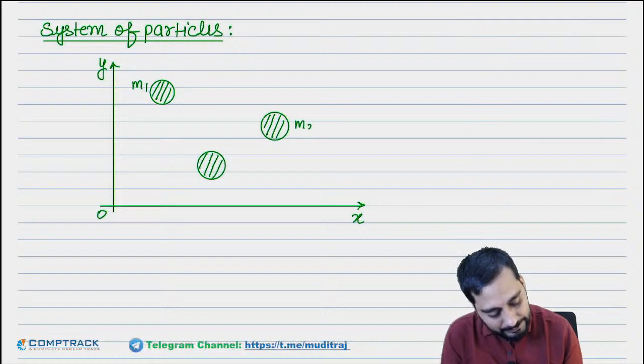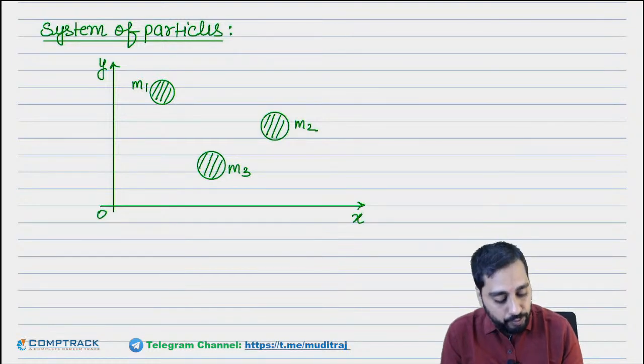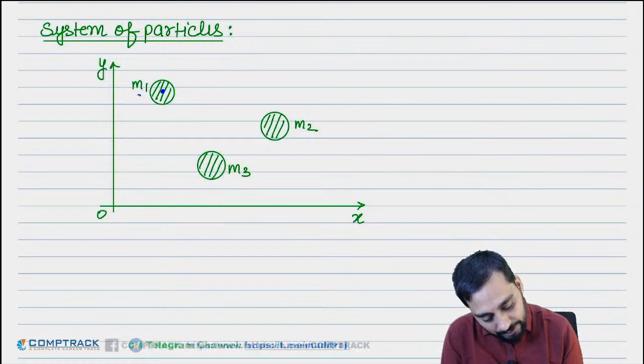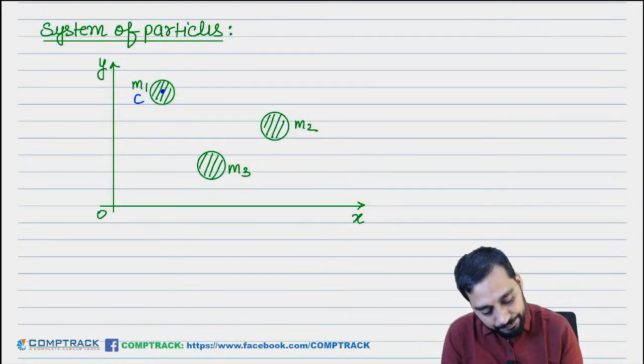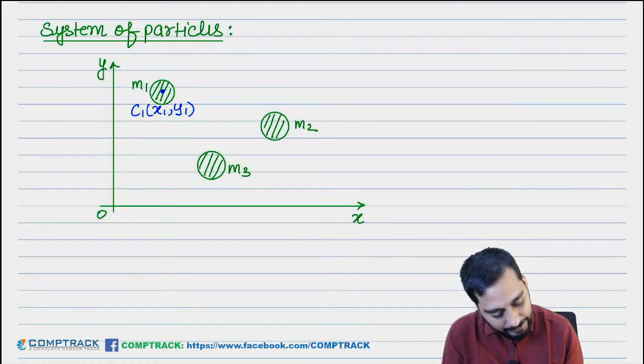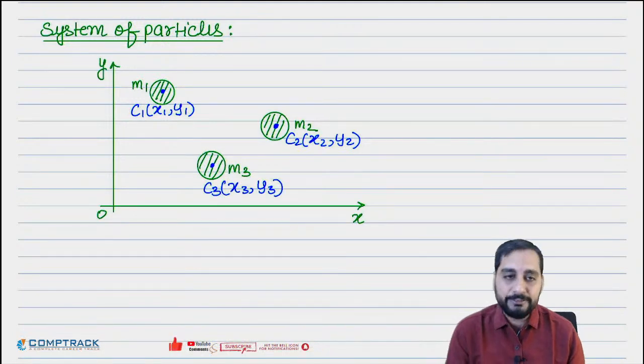Its mass is, let's say, m2. Its mass is, let's say, m3. So here, this particle's center of mass will be C1, and its position is x1, y1. Its center of mass is at C2, position x2, y2. Its center of mass is, let's say, C3, position x3, y3, like this.